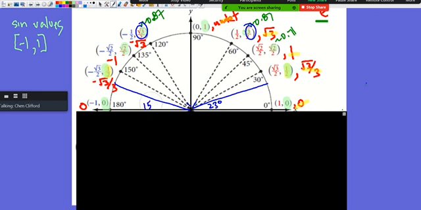So 157 and 23 share the same sine values. So long story short, every sine value in quadrant 1 has a horizontally reflected sine value in quadrant 2. That's the moral of the story.